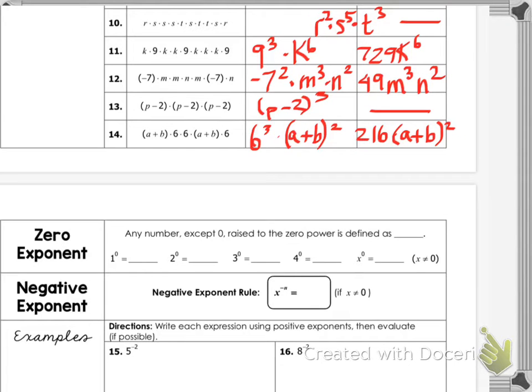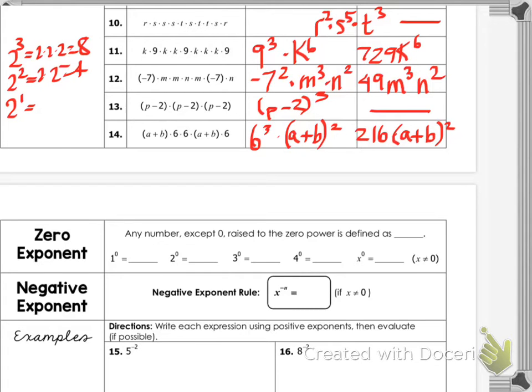So as we move into zero exponent, it says any number except 0 raised to the 0 power is defined as what number? Well, how can we figure this out? Let's check out a quick pattern. Let's look at 2 to the third power, which is the same as 2 times 2 times 2, which is 8. Let's check out 2 squared, which is the same as 2 times 2, which is 4. Let's check out 2 to the first power.